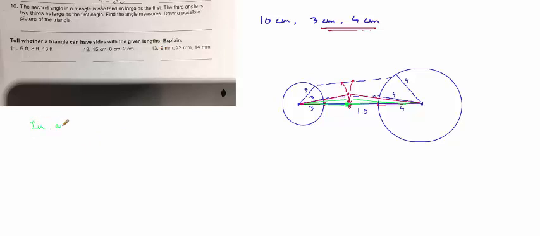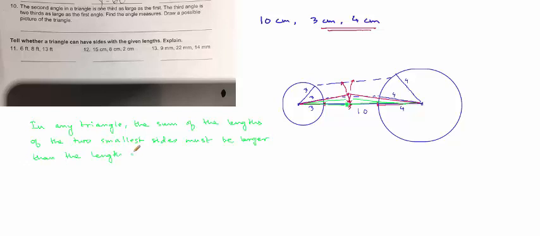So in any triangle, the sum of the lengths of the two smallest sides must be, the sum of the lengths, this plus this, must be larger or greater than the length of the largest side. Correct?